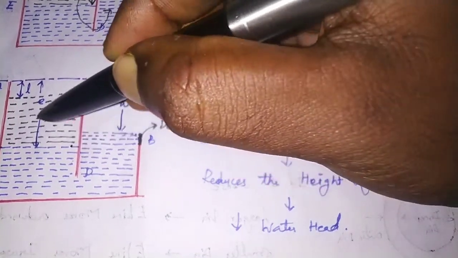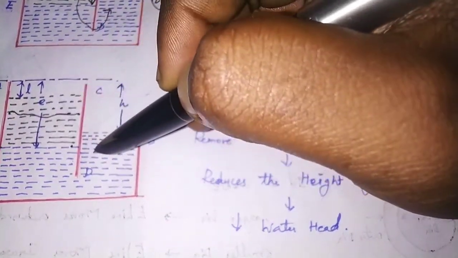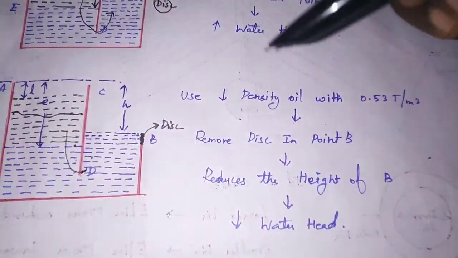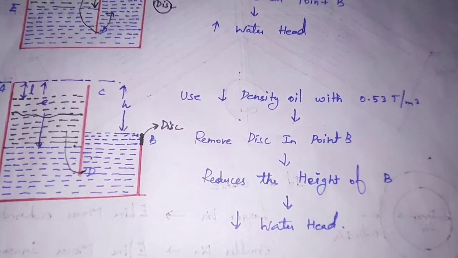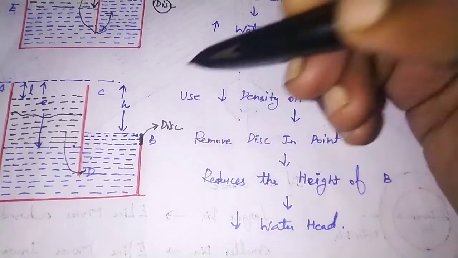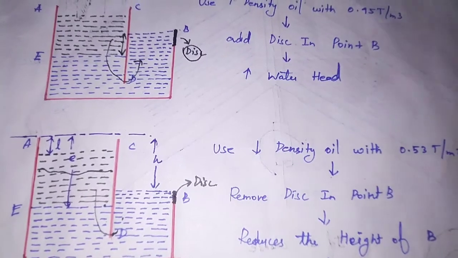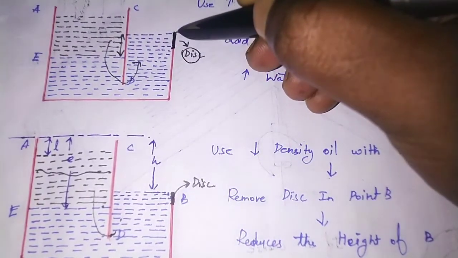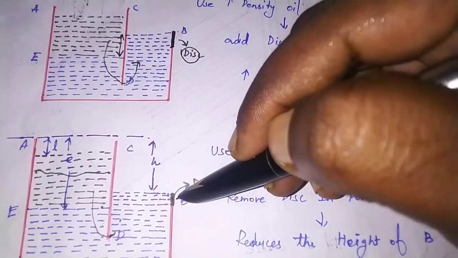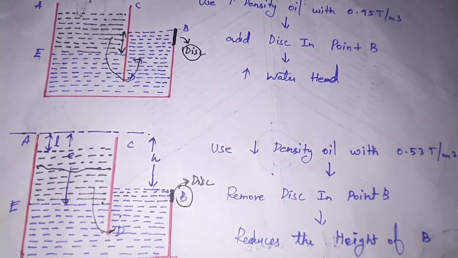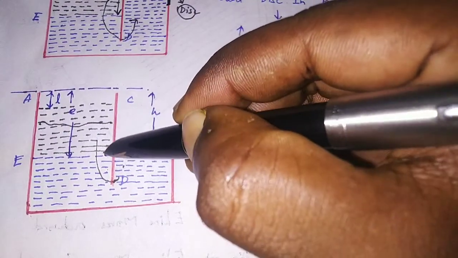The E line will be formed nearer to C, so water is passed to the oil side, and oil is discharged to the water side. To prevent that, I can reduce the water head. So how do I reduce the water head? By removing the disc. Here you can see I increased the water head by adding the disc, and if I remove the disc from point B, I can reduce the water head.